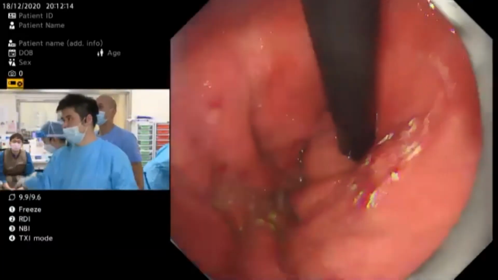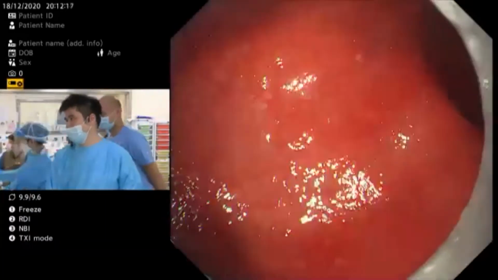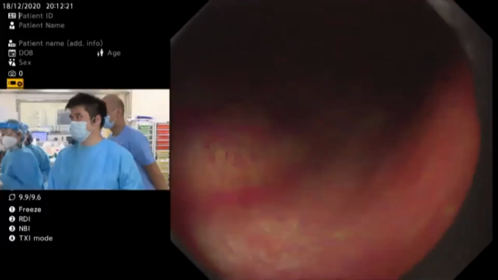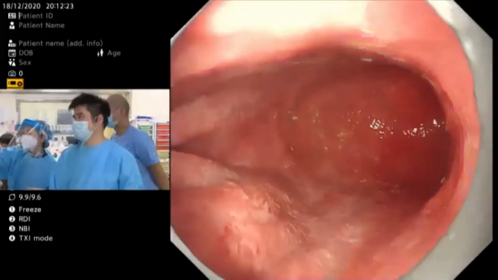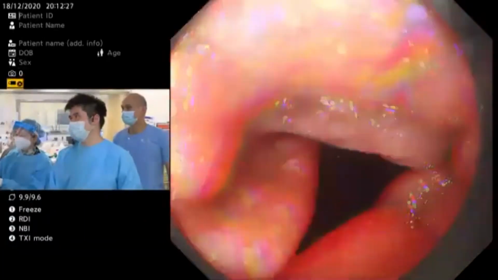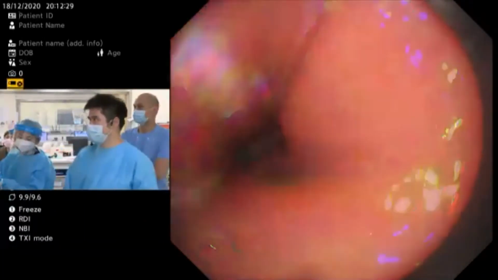So I will now change the scope. Well, I'm not changing the scope, but I'm changing the cap, because if you do ESD, we would not use this soft black hood, but we will use a straight transparent but longer hood to get the stabilization of the scope for the retraction.